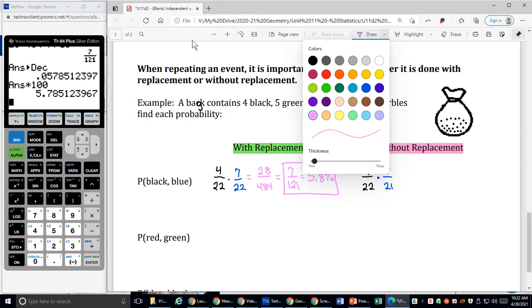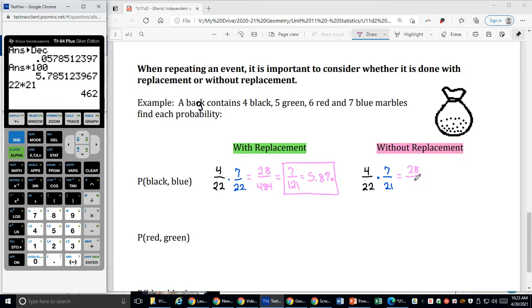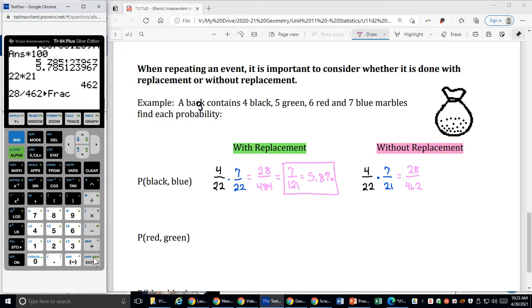So when I multiply them together, I'm going to get still 4 times 7 is still 28. But now I'm going to do 22 times 21, which is only 462. So now 28 divided by 462, math, fraction, enter, 2/33.